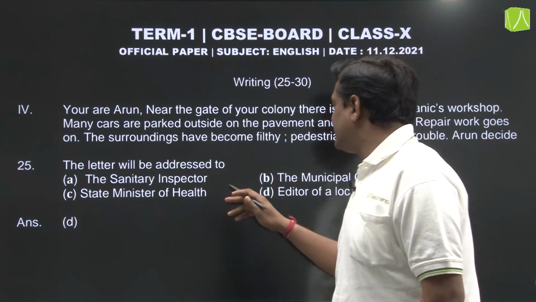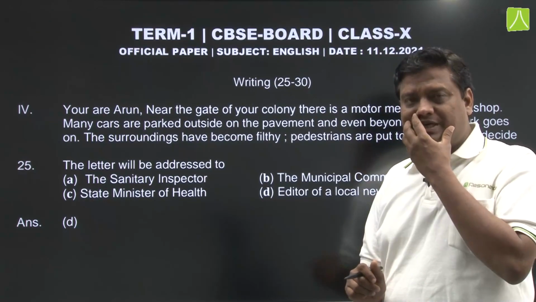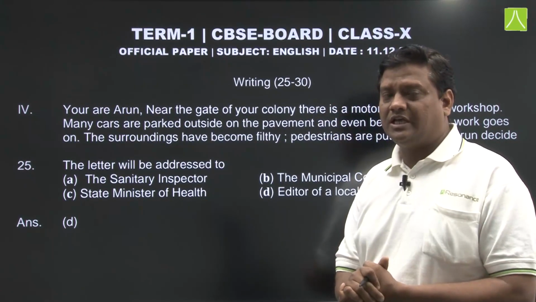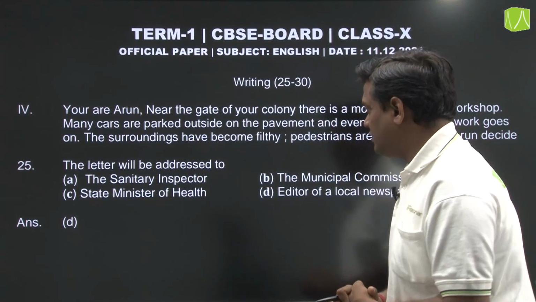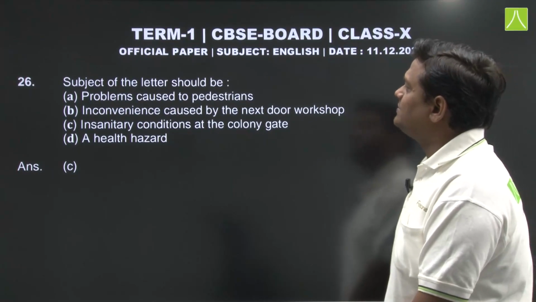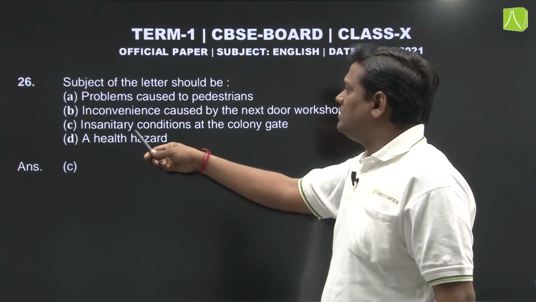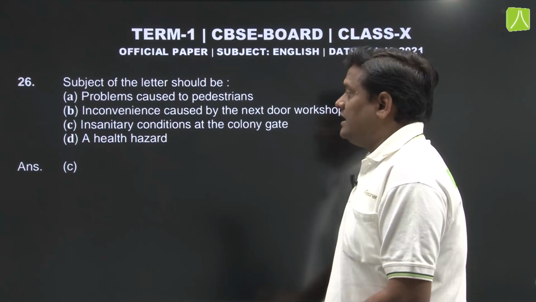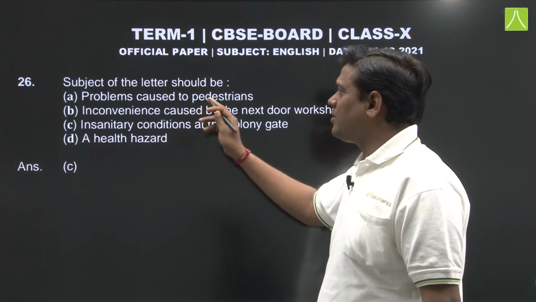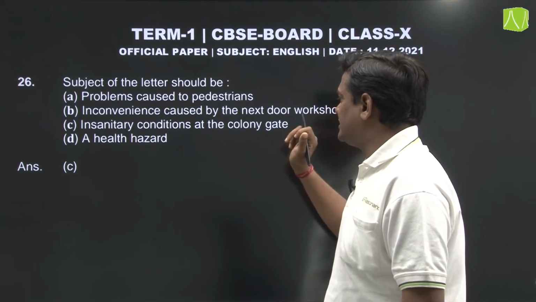The letter will be addressed to the sanitary inspector, the municipal commissioner, state minister of health, editor of a local newspaper. So the correct answer will be option D, editor of a local newspaper, because Arun wants that the issue should be in knowledge of audience, in knowledge of public. So correct answer is editor of a local newspaper. Now subject of the letter should be problem caused to pedestrians, inconvenience caused by the next door workshop, insanitary conditions at the colony gate, a health hazard. It is not only about health hazard, it is not only about insanitary conditions, and it is not only about problem caused to pedestrians. The total idea is given in option C, insanitary conditions at the colony gate.